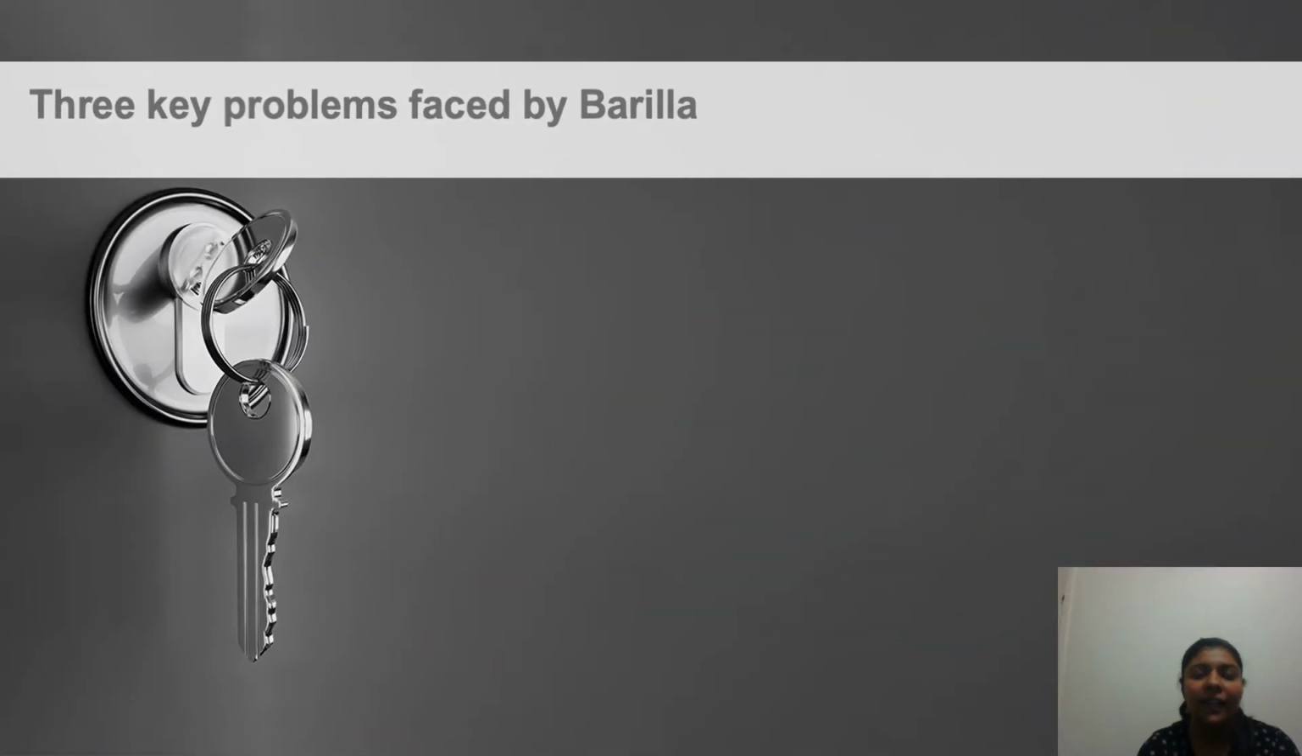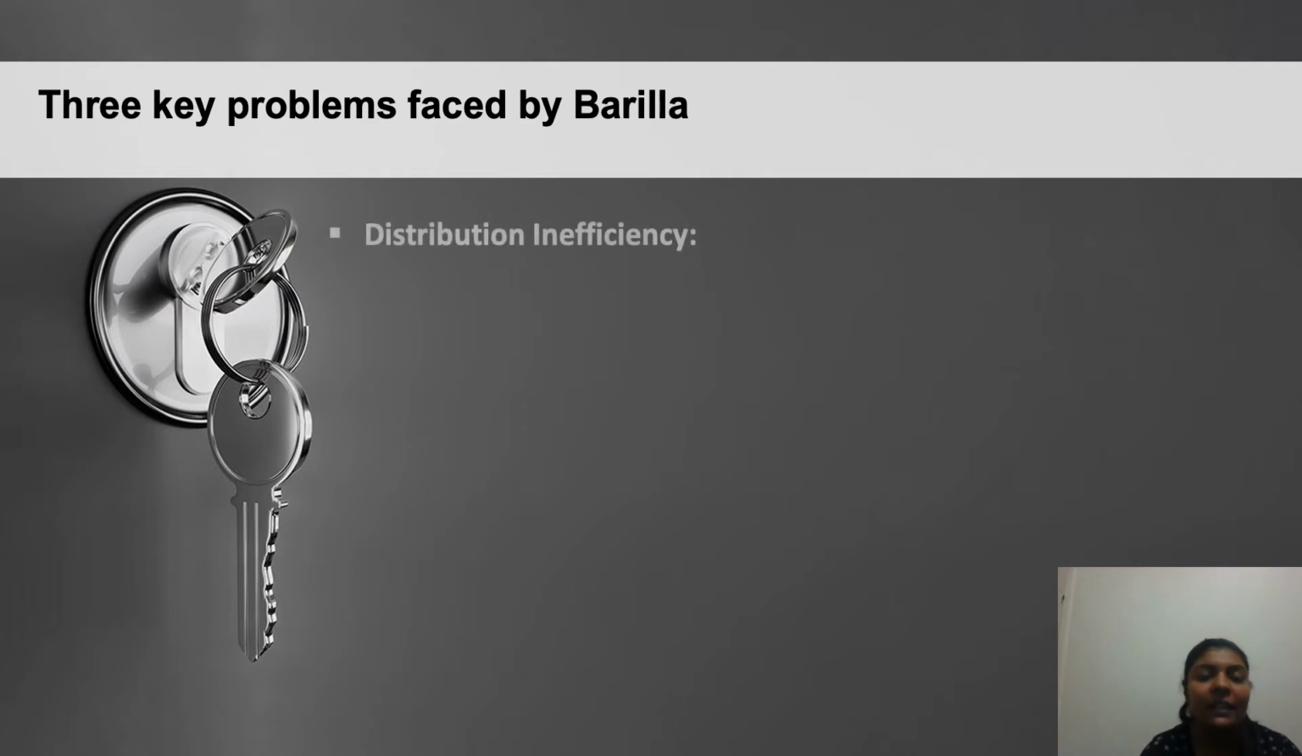Analyzing the case study of Barilla SpA, there were three key problems found, as follows. The first one is distribution inefficiency. There are a lot of factors which contribute to distribution inefficiency in Barilla SpA, like trade promotion and transportation discount.